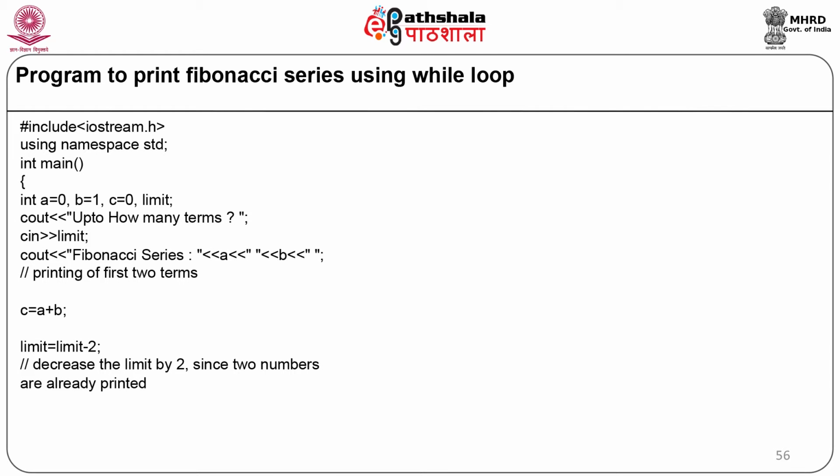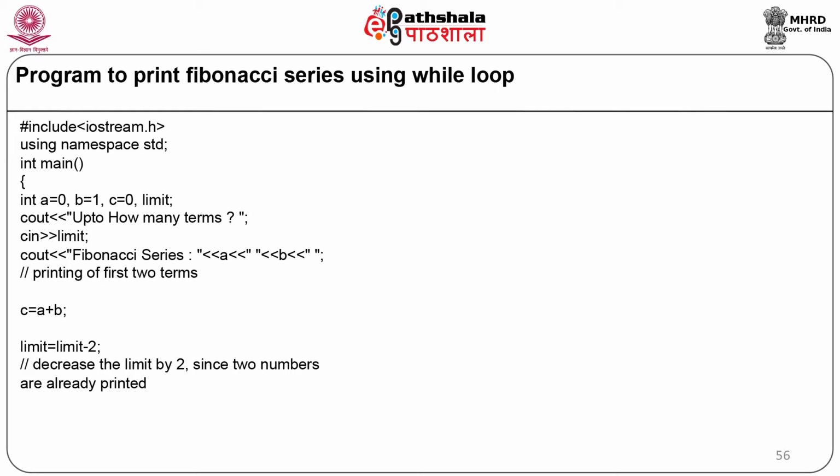Our variables will be a equal to 0, b equal to 1, c equal to 0 and limit. We are displaying the message to the user, how many terms the user wants. We are taking the input as cin limit. We are outputting the message as Fibonacci series A and B. A and B are basically 0 and 1 values, which are the first two terms that we are displaying on the screen as it is.